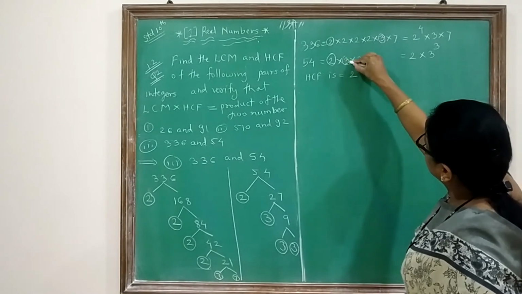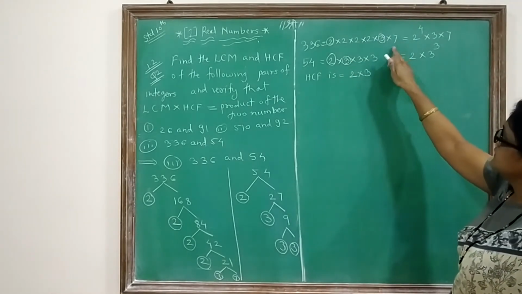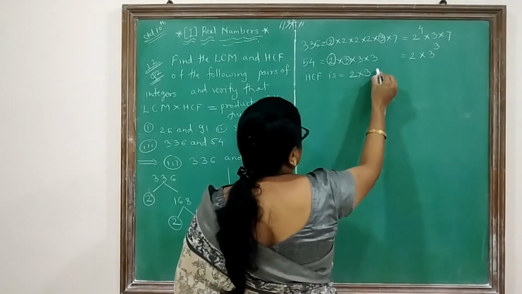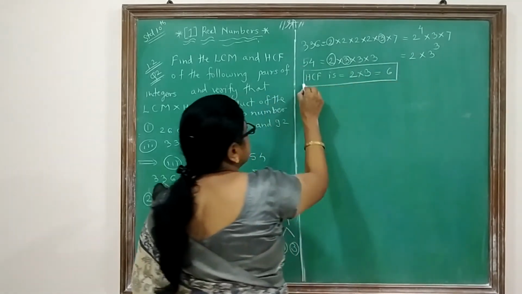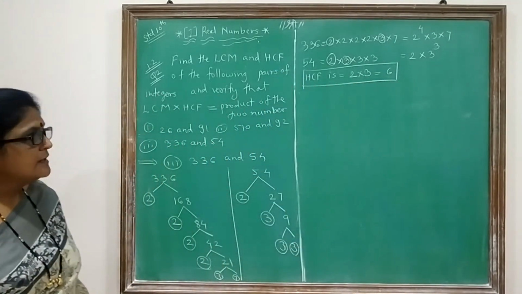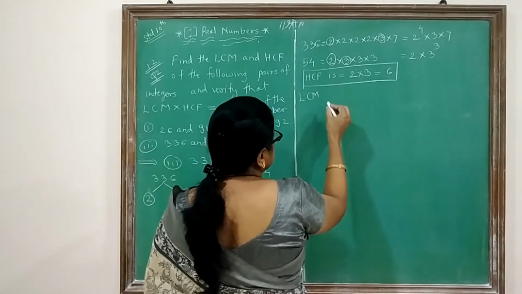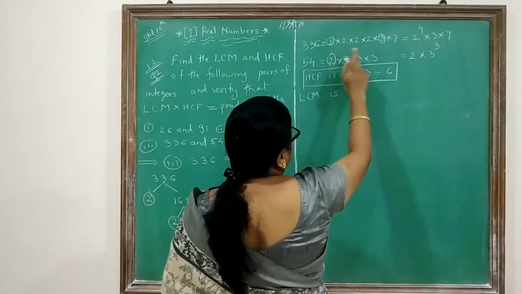Then your second common factor is what? 3. And here 7 is present, but here 7 is not present. Then you don't write it. Then your HCF is what? 6. 2 into 3 is 6. Then your LCM.